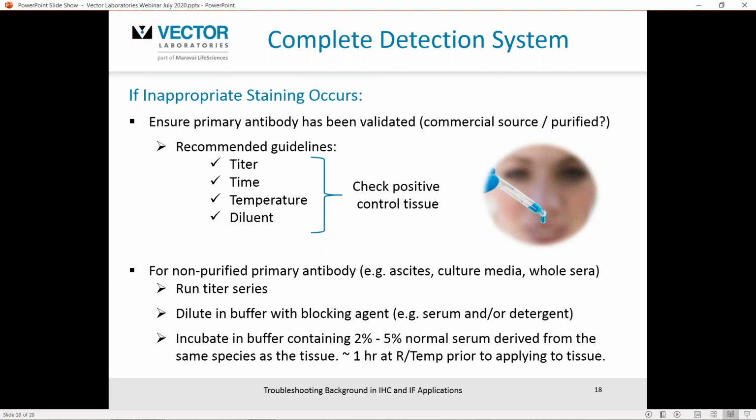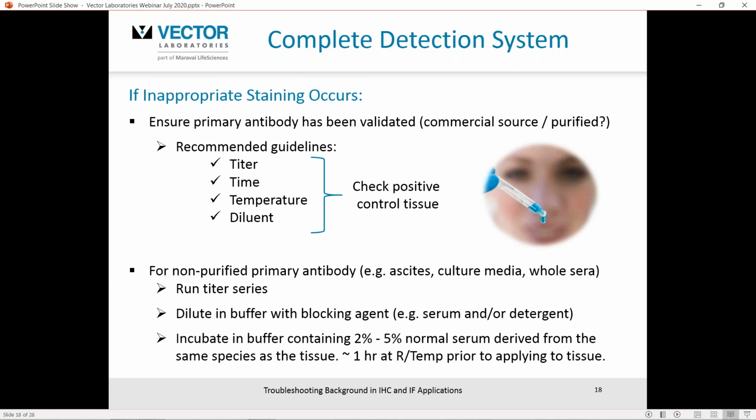Rabbit polyclonal antibodies primarily. You're going to have to run a tighter series on these, a dilution series, and find that optimal dilution to get a compromise between the best signal and the lowest noise. Optimize that signal to noise ratio.